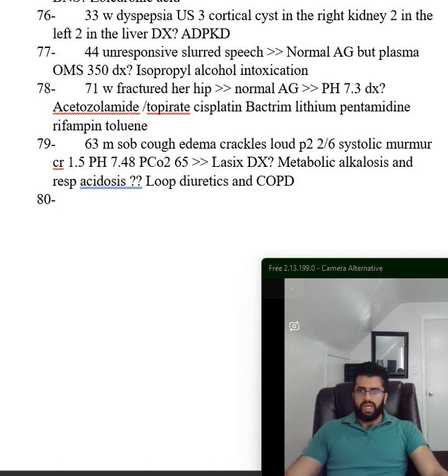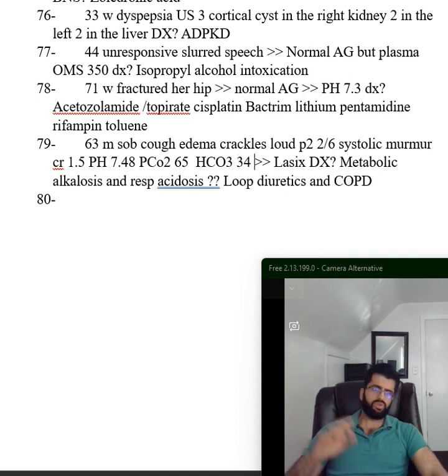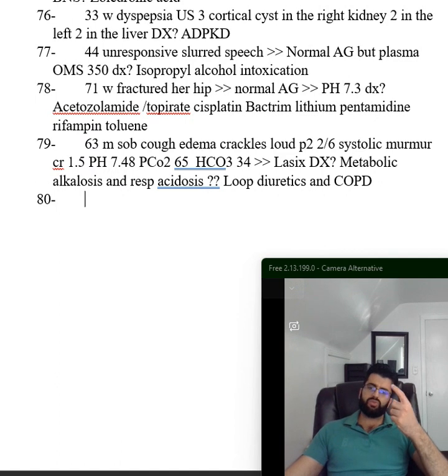So in this case, the HCO3 bicarbonate was 34. This is primary metabolic alkalosis with respiratory acidosis. Now, you can have secondary compensation, the opposite. If there's metabolic alkalosis, you have respiratory acidosis. If there is respiratory alkalosis, you have metabolic acidosis, because it's the opposite.